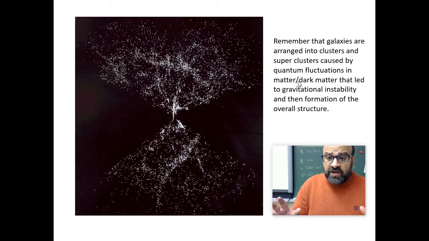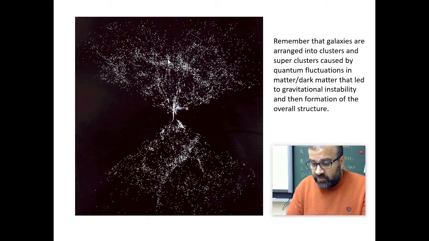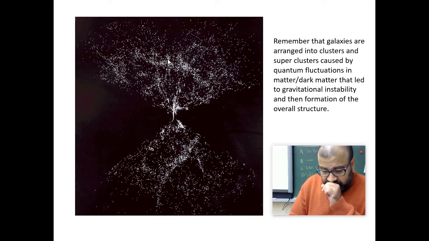So matter is not evenly distributed. We've got these voids, and each one of these specks is a galaxy. And the galaxies, they cluster into local groups, local clusters, and then superclusters. So we had our galaxy.